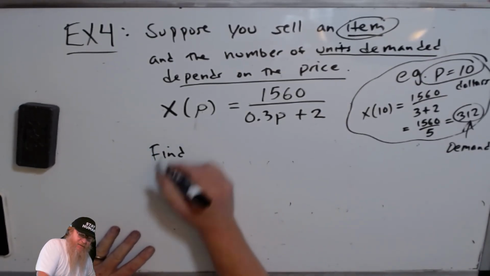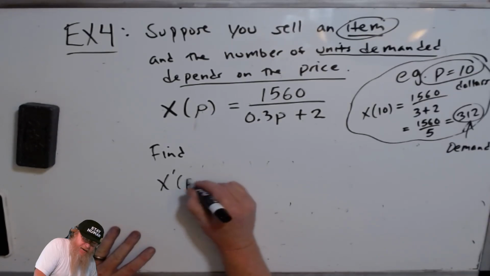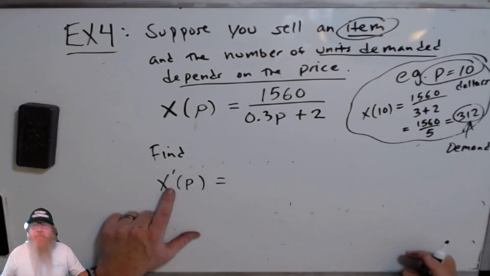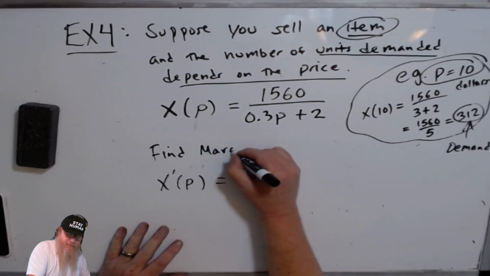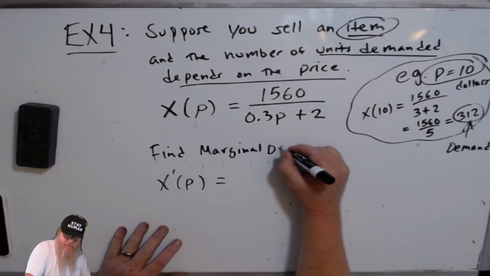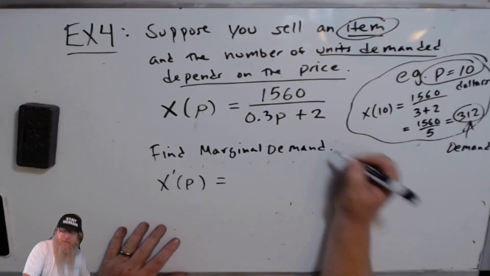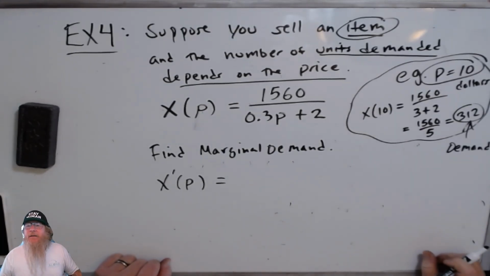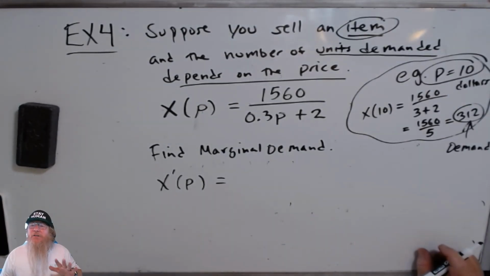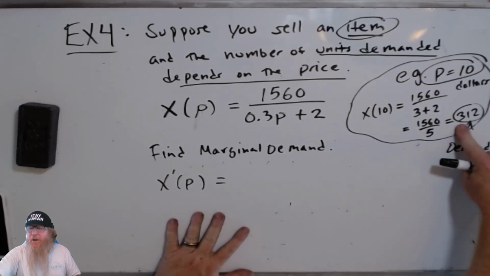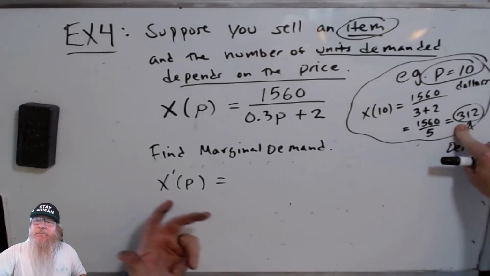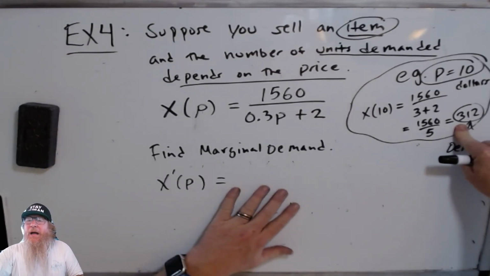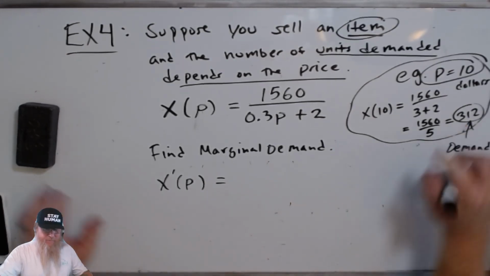So let's find what's called X prime of P. It's called the marginal demand. Now, marginal demand must be a whole number because you can't sell half of an item, right? So we're going to round this to the nearest whole number.